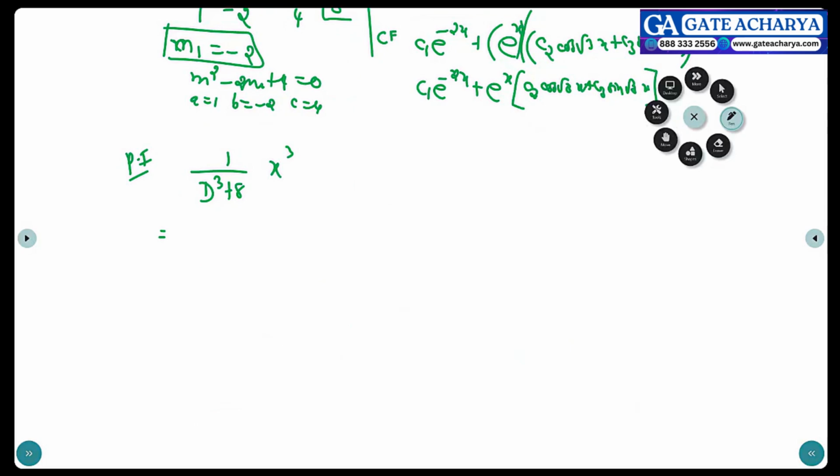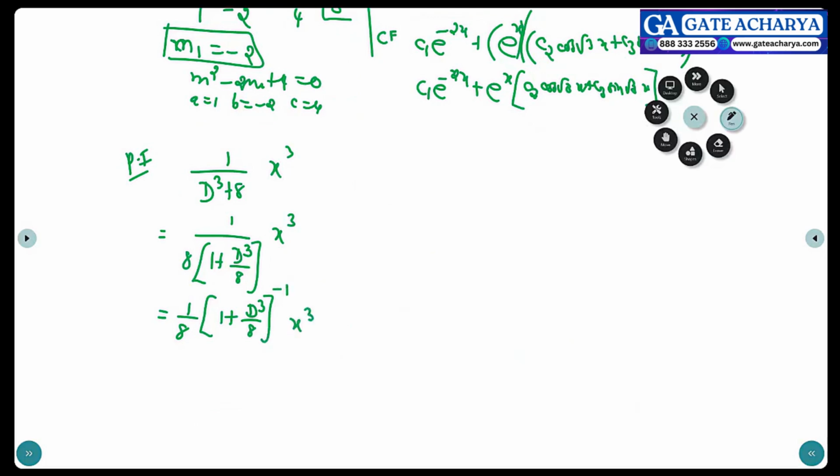You have to take 8 common from both terms. So 1 by 8 times, when you take 8 out from here, then it is 1 plus. There is no 8 term, therefore divide that by 8. D cube by 8 into x cube. Right? Now it is 1 plus of something. Assume that this D cube by 8 is x. So 1 plus x. So 1 by 8 into 1 plus D cube by 8, the whole power minus 1, into x cube.